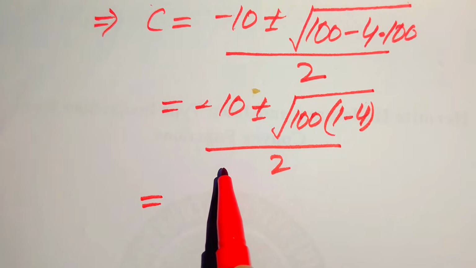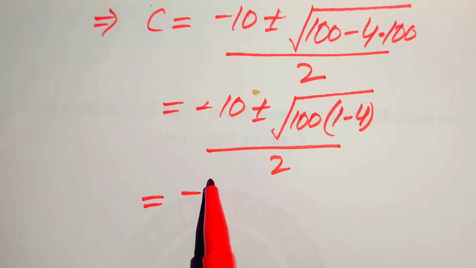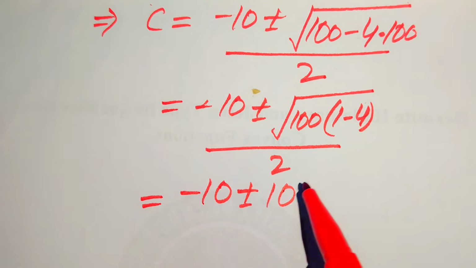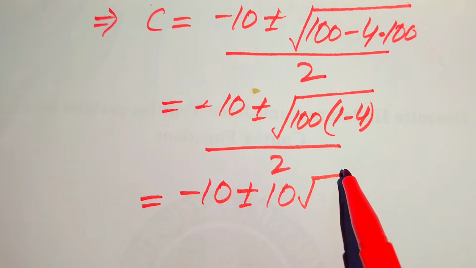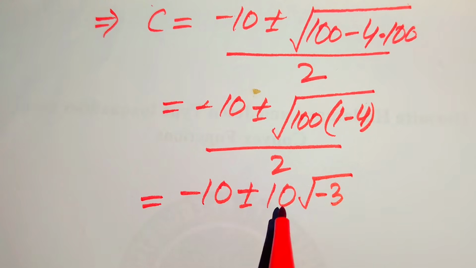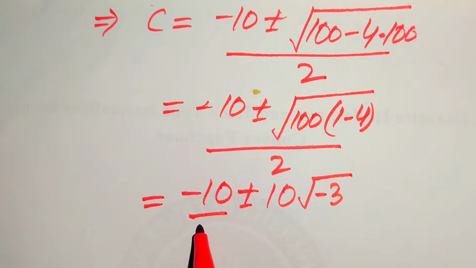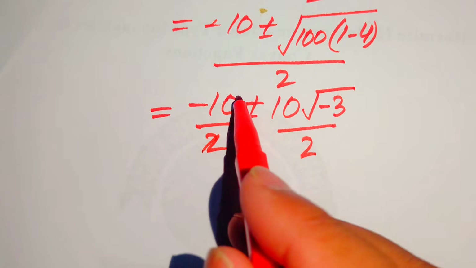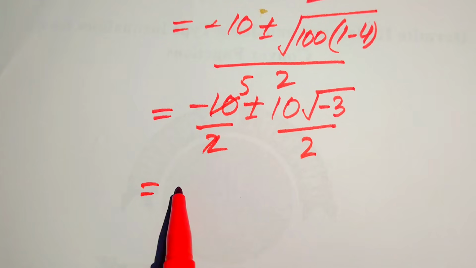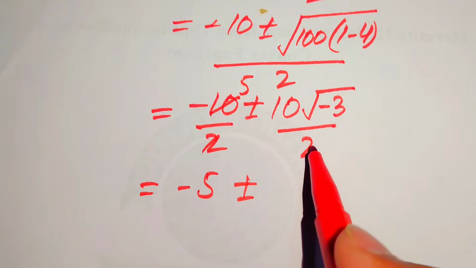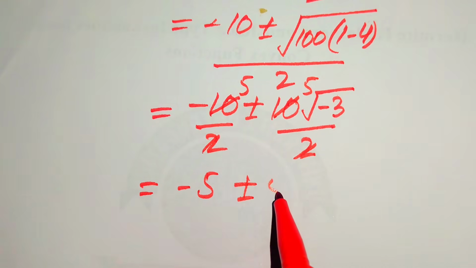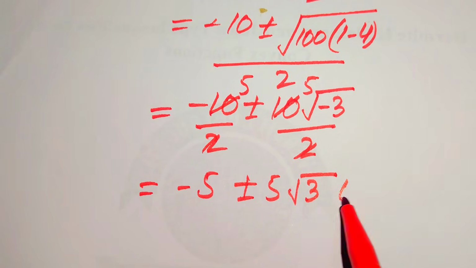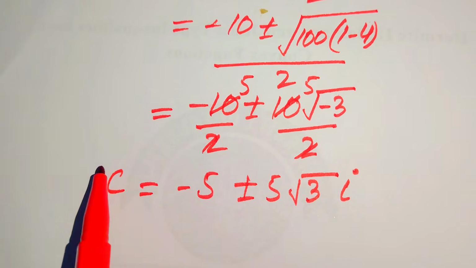Further, we rewrite this equation as minus 10 plus minus. We know that the square root of 100 becomes 10, and the square root of 1 minus 4 becomes square root of minus 3. And now we break this fraction and write 2 separately under both of these two values. So we get 2 5s are 10, this is minus 5 plus minus, this is again 2 5s are 10, and we get here 5 times, here the negative sign appears inside the square root sign, so this becomes iota.